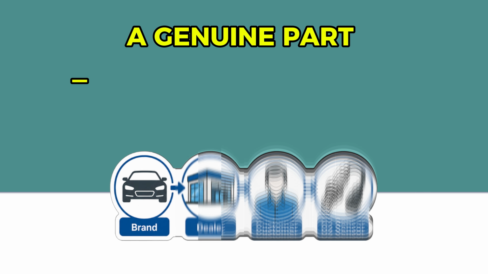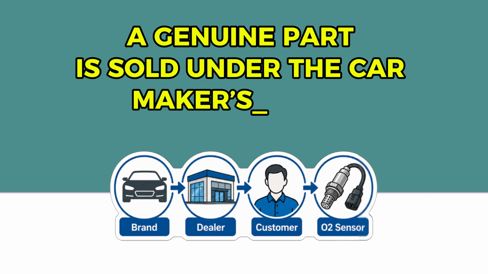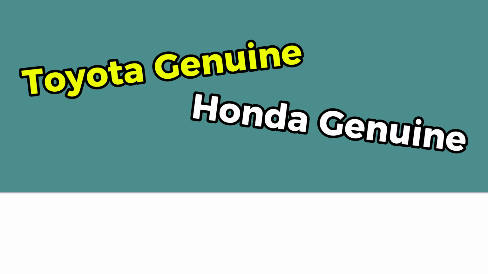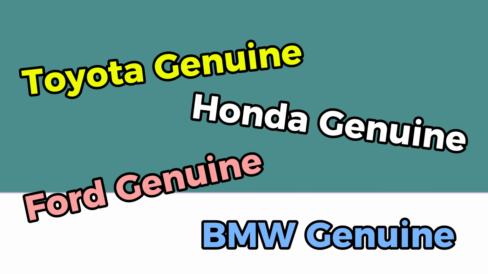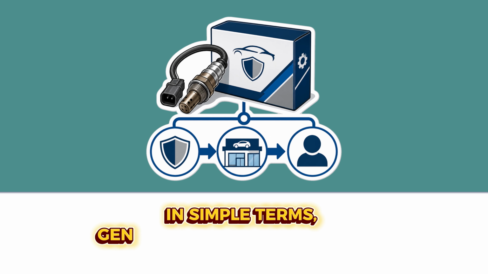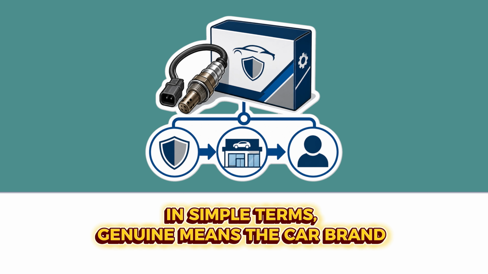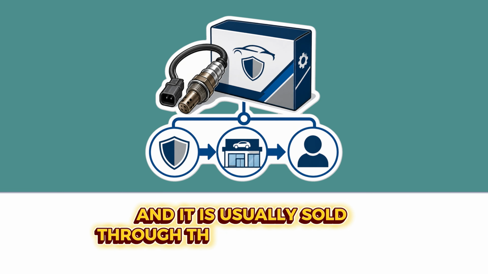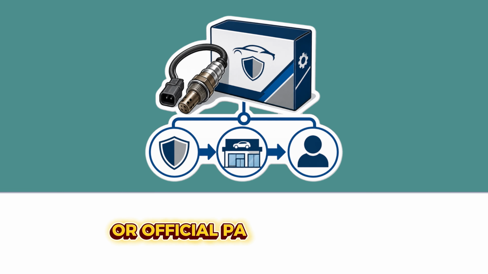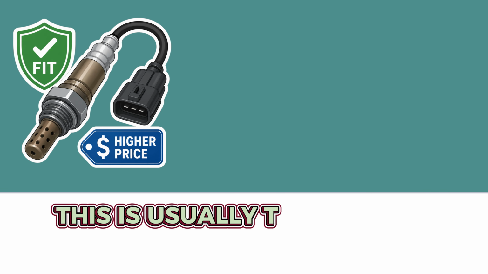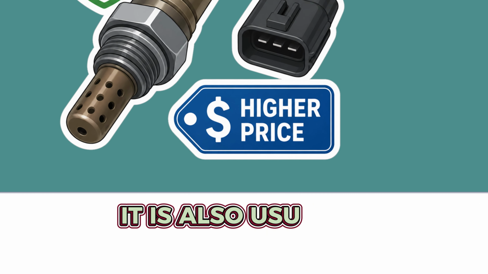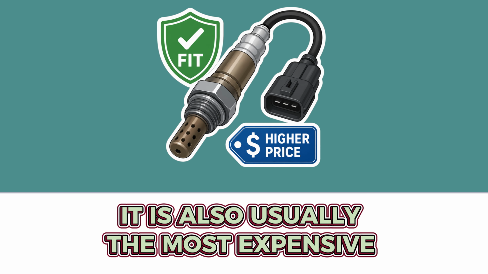A genuine part is sold under the car maker's brand. For example, Toyota Genuine, Honda Genuine, Ford Genuine, BMW Genuine, and so on. In simple terms, genuine means the car brand is standing behind that part, and it is usually sold through the dealer network or official parts channels. This is usually the highest confidence option for fitment. It is also usually the most expensive.